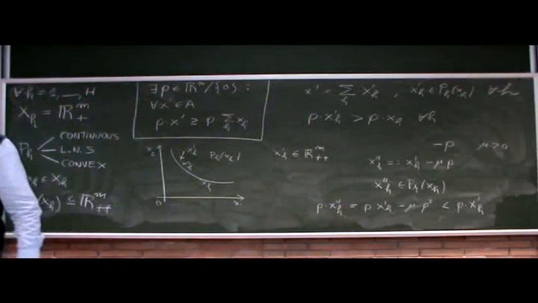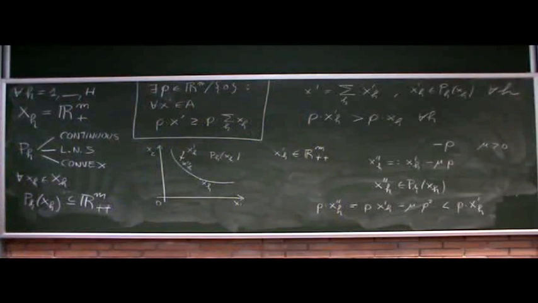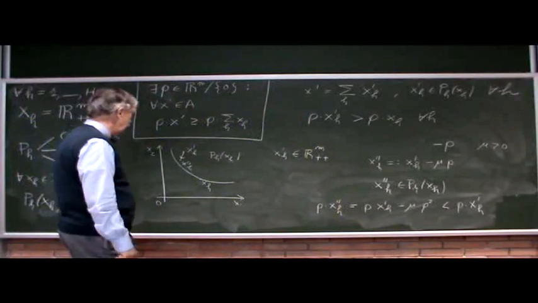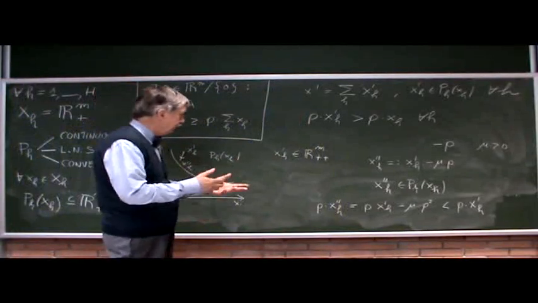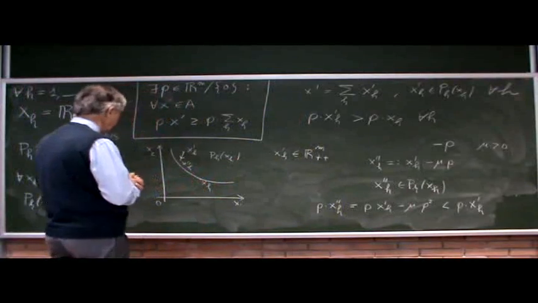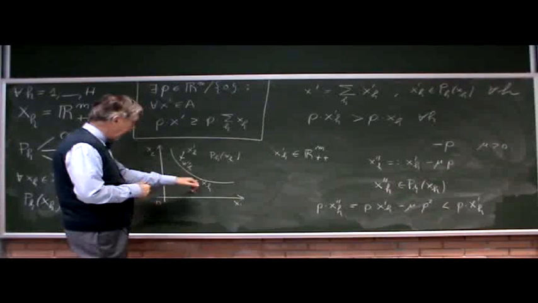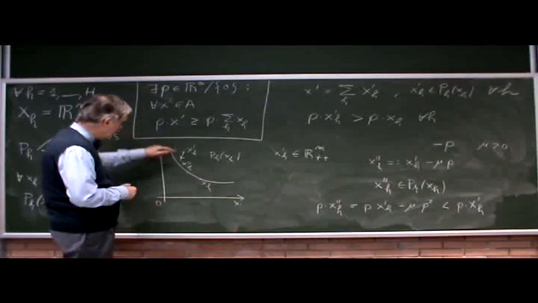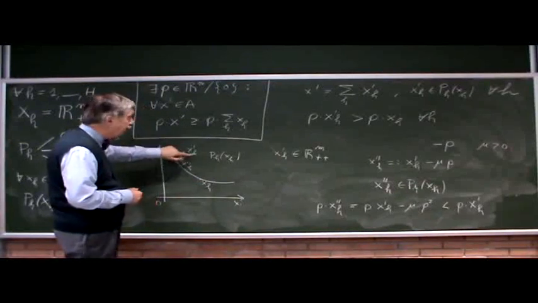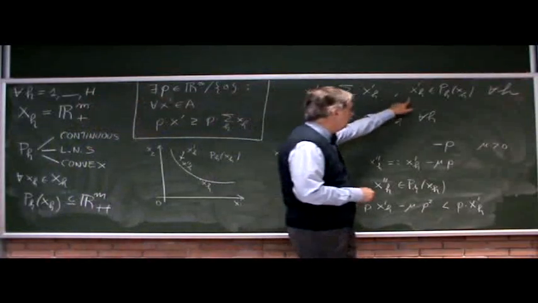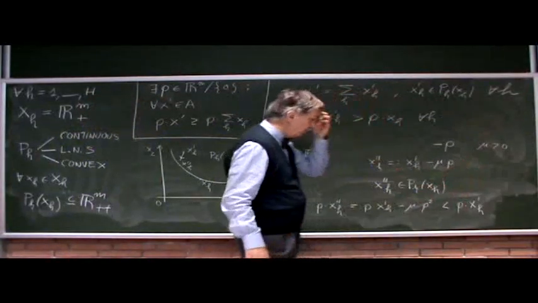In order to prove this result, let us make another step in the proof, in the demonstration. Represent graphically the situation. Here there is xh. Here there is the point x prime h, which is preferred to xh. No problem.